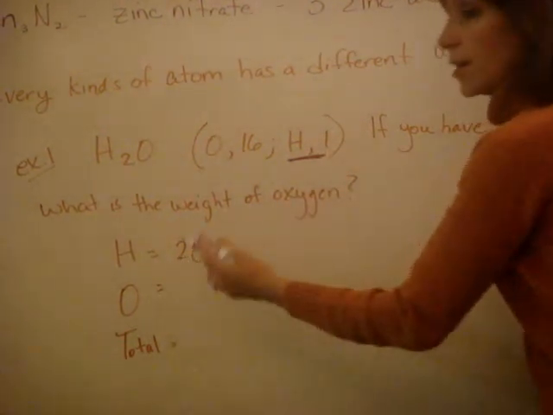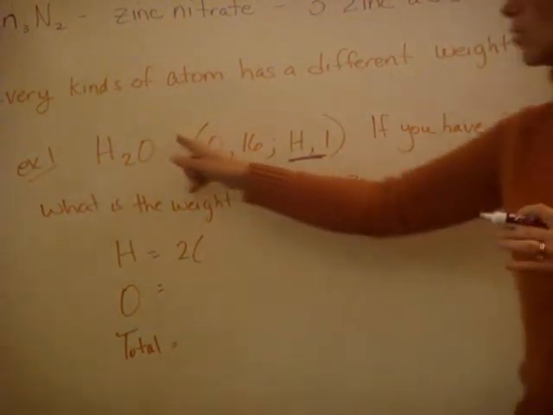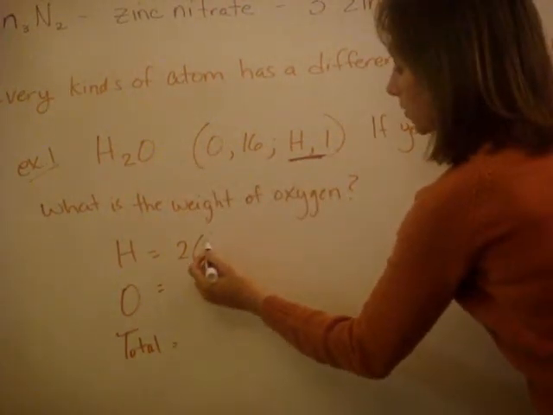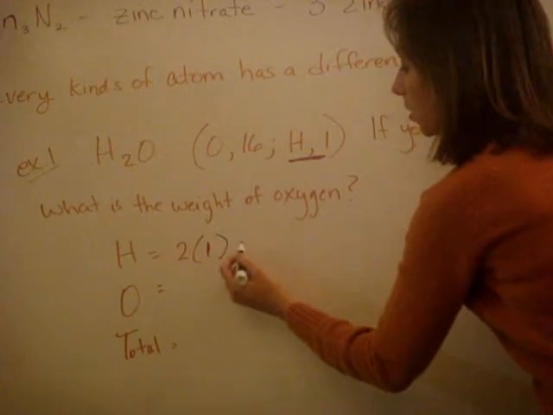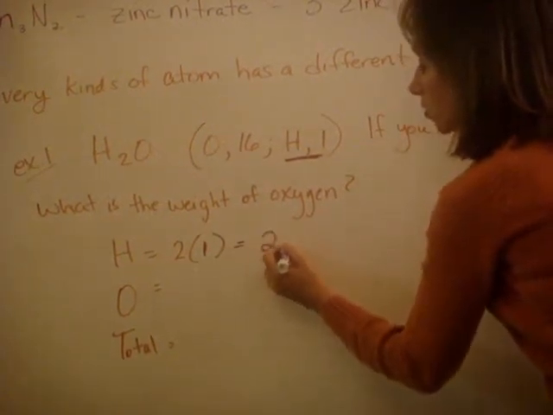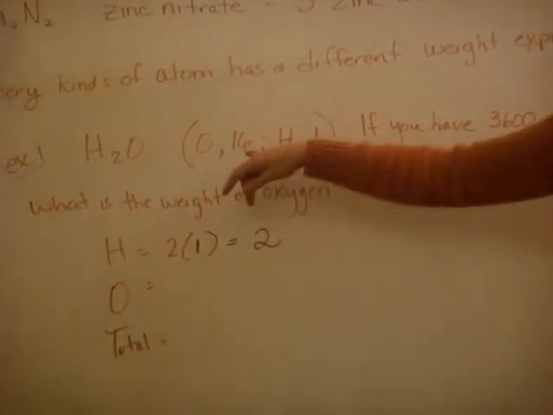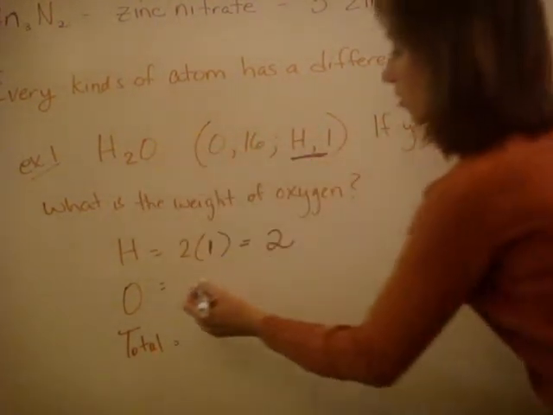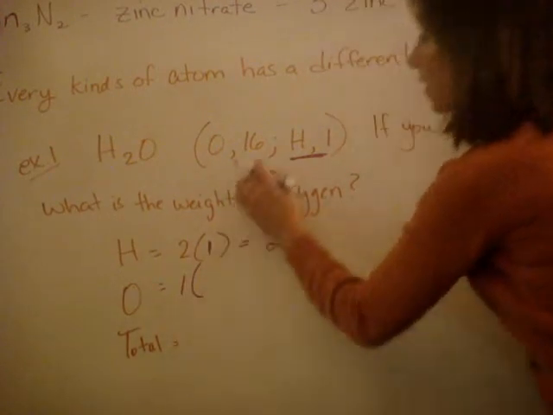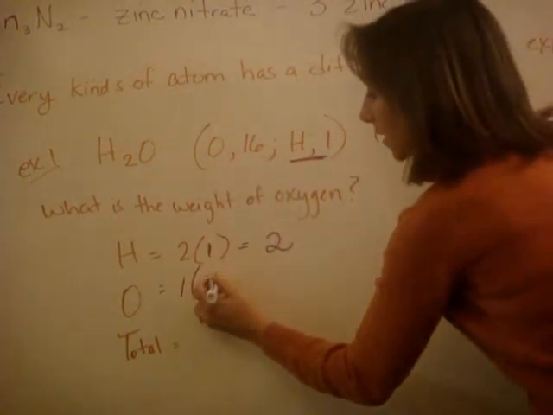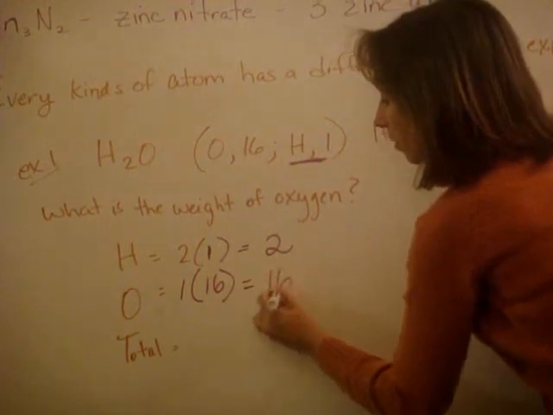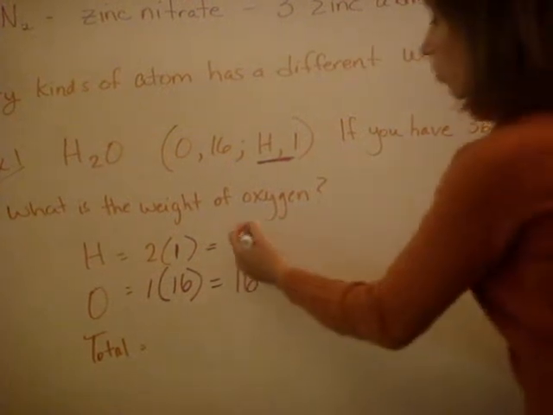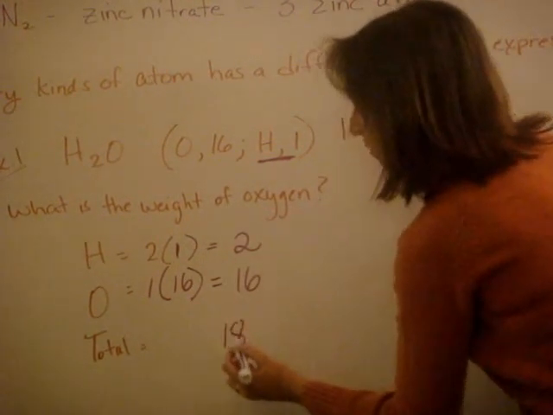To figure out how much hydrogen is in 1 molecule, I need to take 2 times 1. And so we're going to find out that the hydrogen weighs 2 grams. Then we have to figure out the oxygen. If you look back here in the molecular formula, there's only 1 oxygen, but it weighs 16 grams. So we have to take it times 16. And we're going to get 16 grams. So the total weight of an H2O is 18 grams.